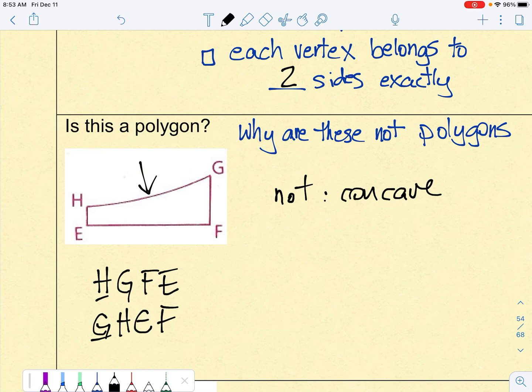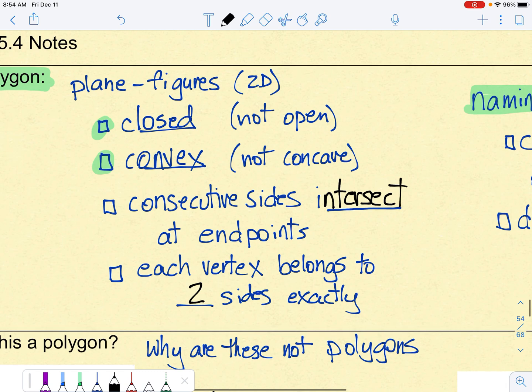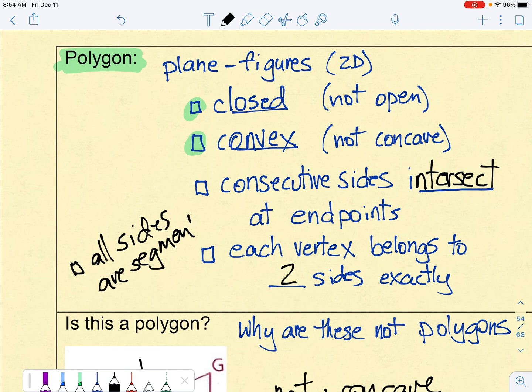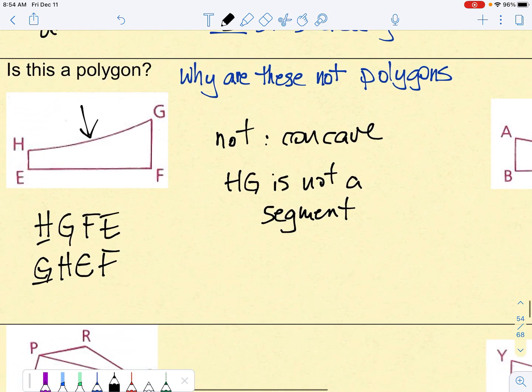It is also, one side is not a segment. So HG is not a segment. That should have been put up here. All sides are segments. Let's add that to that. All sides are segments. Okay.